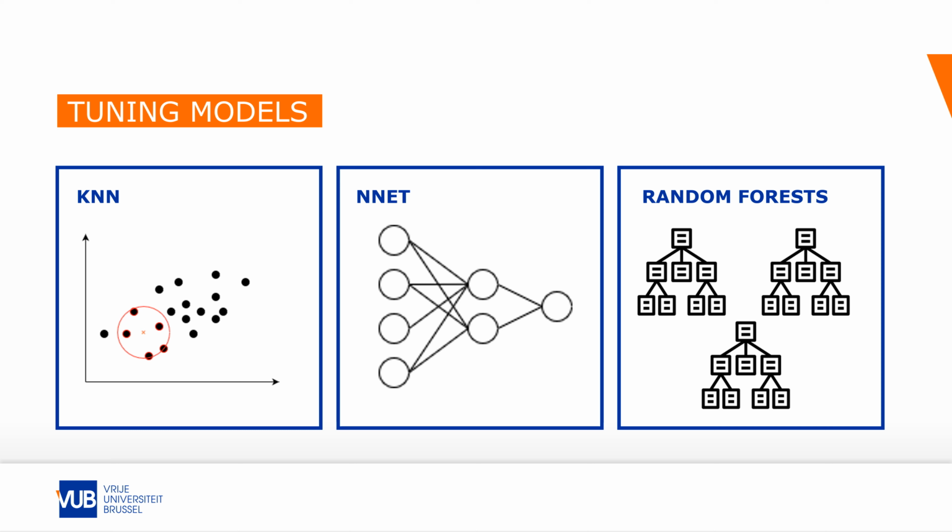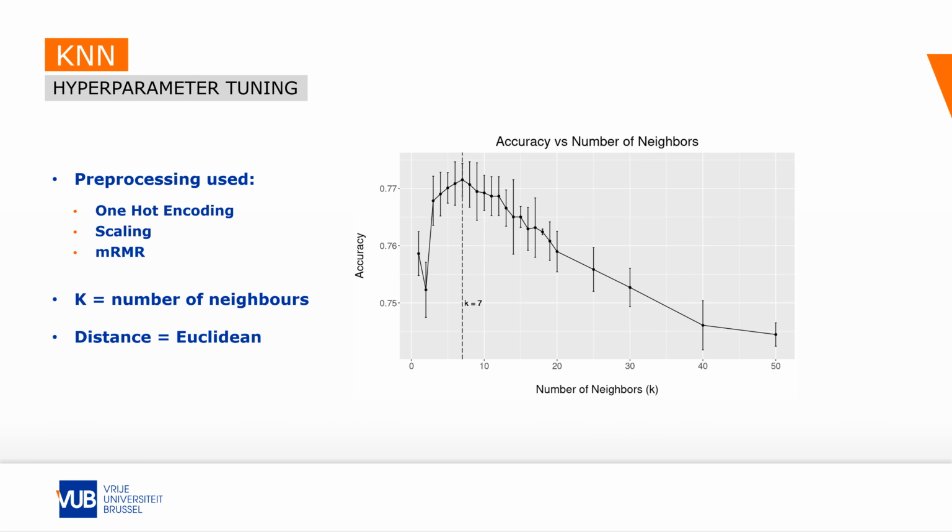We will highlight the following models more in depth: k-nearest neighbors, neural networks, and random forests. We start by exploring the k-nearest neighbors model. To be able to calculate the Euclidean distance, we need to use the one-hot encoded version of the categorical variables. We will also need to have the data scaled, and to mitigate the curse of high dimensionality, we filter the number of variables using MRMR.